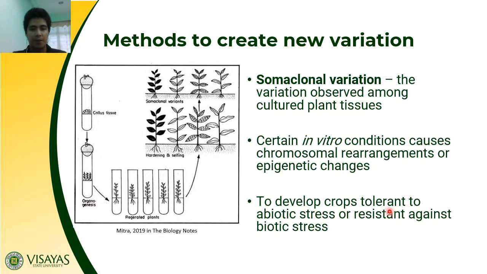To develop crops tolerant to abiotic stress or resistant to biotic stress, you can use somaclonal variation. Once you have the plantlet, you can expose them to drought for abiotic stress, or you infest them with certain disease or certain insects. And then, of course, if there are lines that are resistant or tolerant, then you can select them. So the main goal of somaclonal variation basically is to create new variation for breeders to select on.